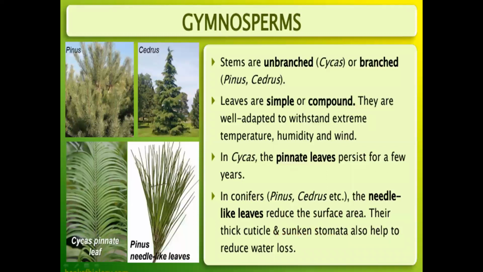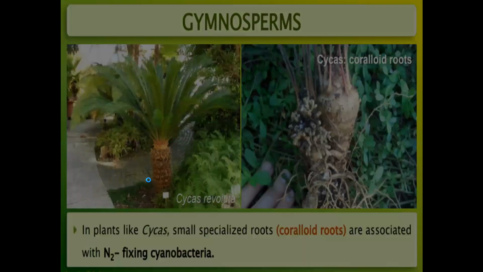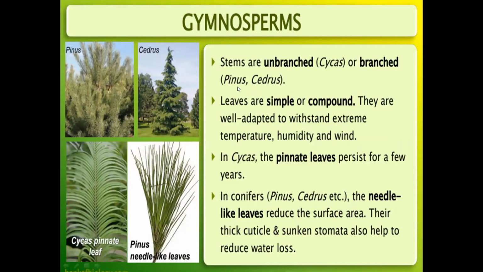Then stems are unbranched in cycas. In cycas, the stem is unbranched, just like a coconut tree, no branches. Or branched, as in Pinus and Cedrus. This is Pinus. In Goa, we call it the Christmas tree. And this is also Cedrus, the actual Christmas tree. But in Goa, we take a stem of this and decorate it as a Christmas tree.